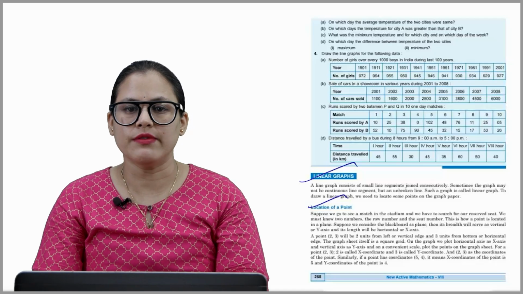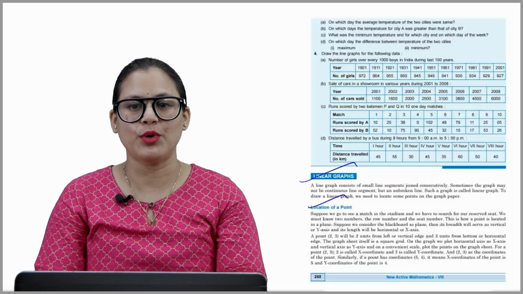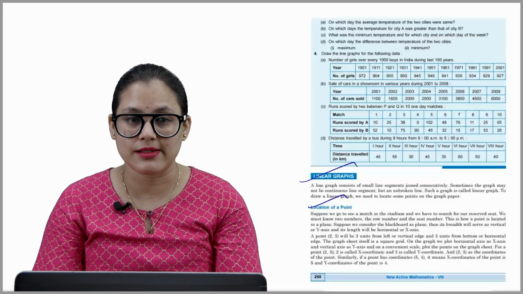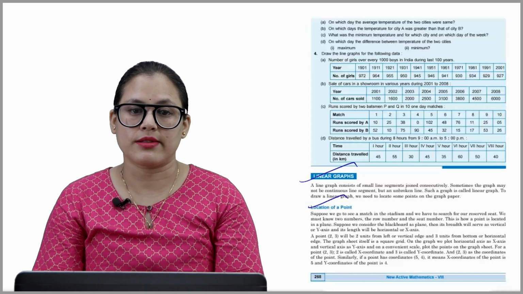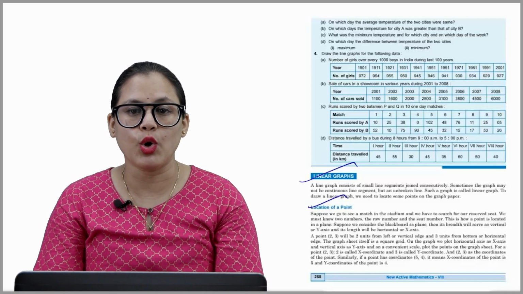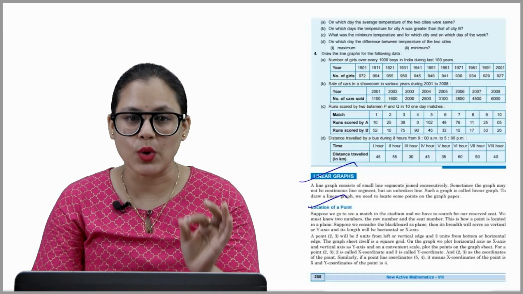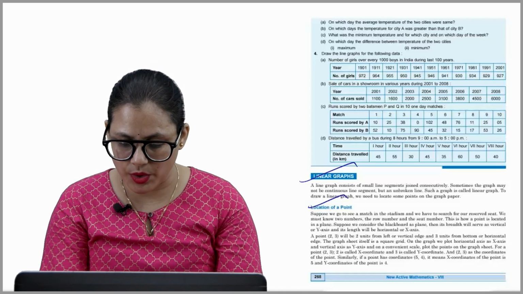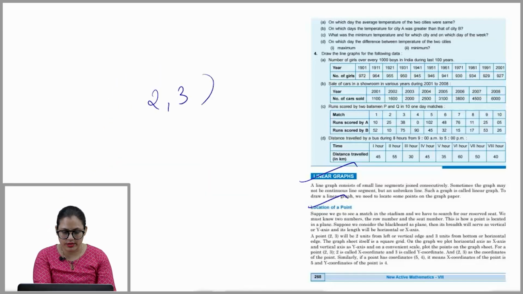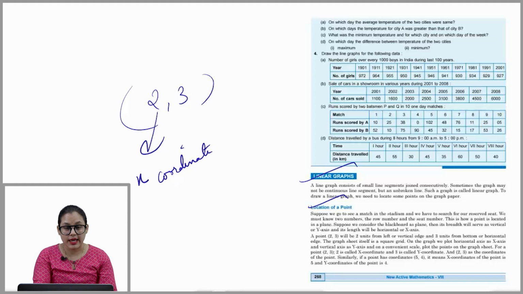The graph sheet itself is a square grid. On the graph, we plot the horizontal axis as x-axis and the vertical axis as y-axis. And on a convenient scale, plot the points on the graph sheet. For a point (2, 3), 2 is called the x coordinate. Okay, there are 2 points, 2 and 3. This is the x coordinate. Okay, and this is the y coordinate.